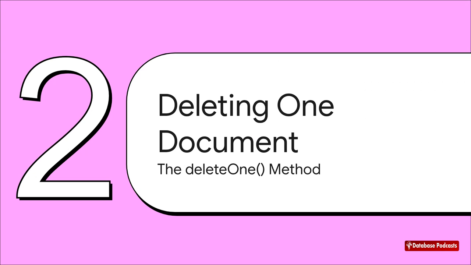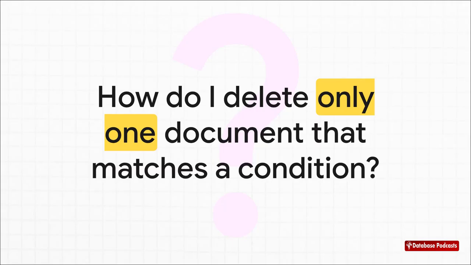In pretty much any application you build, you're going to need to remove just one specific piece of data at some point. And for that exact task, MongoDB gives us the deleteOne method. So let's imagine a real-world scenario. A user decides to delete their account. Or maybe you find a single corrupted entry in your logs. Your job is to get that one document out of the database, but without touching anything else around it. So how do you do it?